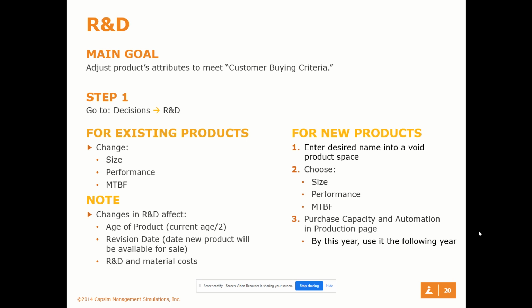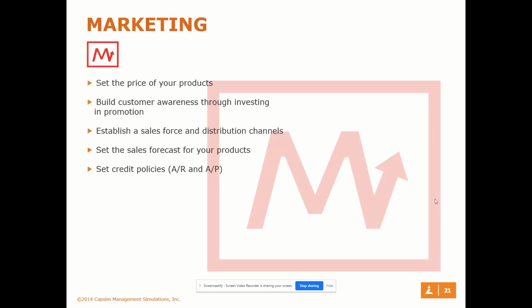We also need to be able to look at purchasing capacity and automation in the production page, but by this year, then you'll use it in the following year. In marketing, you want to set the prices of your products, build customer awareness through investing in promotions, establishing a sales force and distribution channels, set the sales forecast for your products, and set your credit policies, your accounts receivable and your accounts payable.